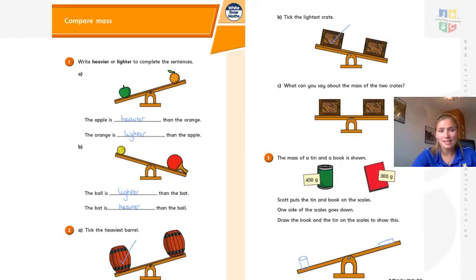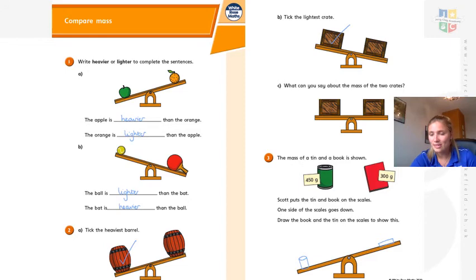So looking at the answers, we can see for number one that the apple is heavier than the orange and the orange is lighter than the apple. And we can see the tennis ball is lighter than the bat and the bat is heavier than the ball. Now for part 2, you had to tick the heaviest barrel.